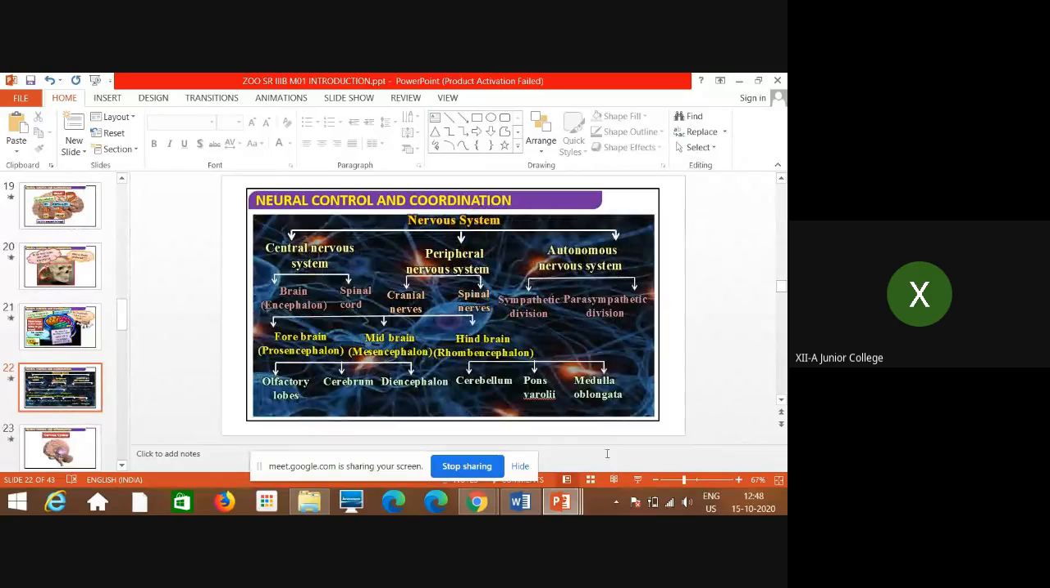Now this is what we have to start learning, the nervous system. You can see here these three parts: first, central nervous system; second, peripheral nervous system; third, autonomic nervous system. We'll start with the central nervous system. Central nervous system includes brain and spinal cord. Peripheral nervous system includes cranial nerves and spinal nerves, whereas autonomic nervous system includes sympathetic and parasympathetic divisions.